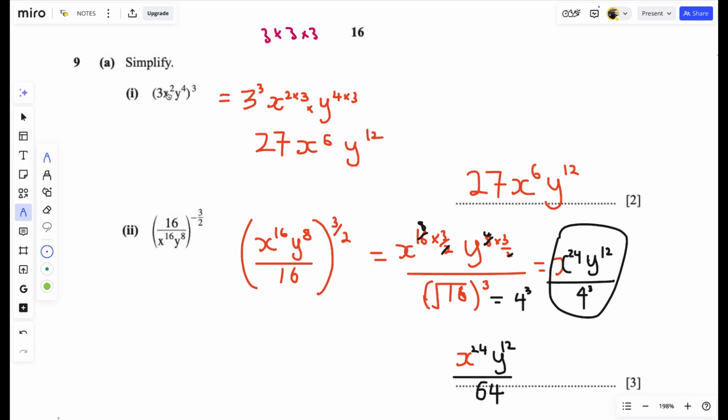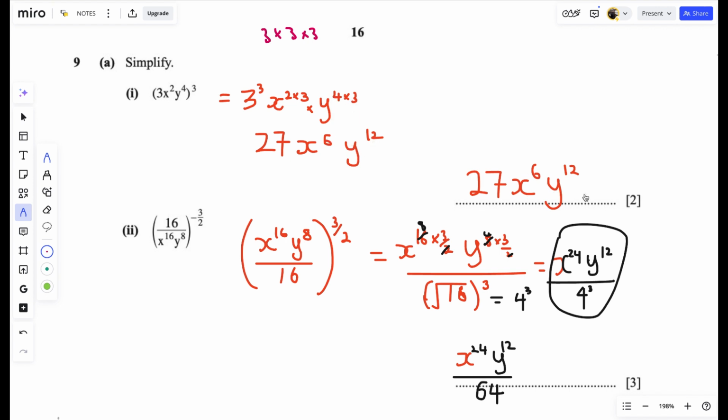Then you say x to the power of 2, and then times this power. X to the power of 2 times the power outside, because this power outside is talking to everything inside the bracket. The next one is y to the power of 4 times this power also. So we now have 3 to the power of 3, which is 27. X to the power of 2 times 3, you have x to the power of 6. Here you have 4 times 3, you have 12, y to the power of 12.